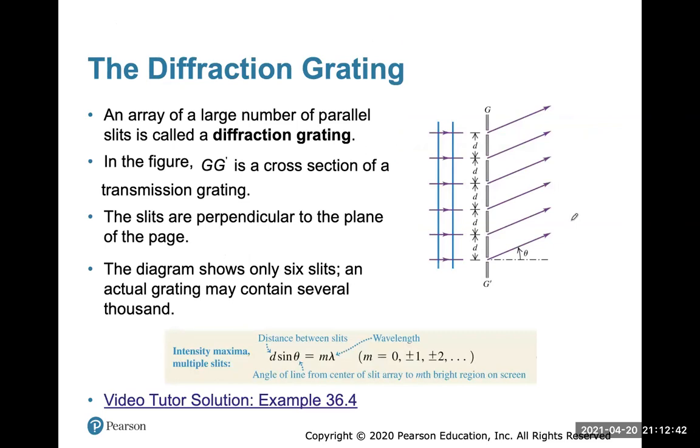What if we have 1,000 of them? Okay, fine. We're talking about a diffraction grating, a whole mesh of apertures.